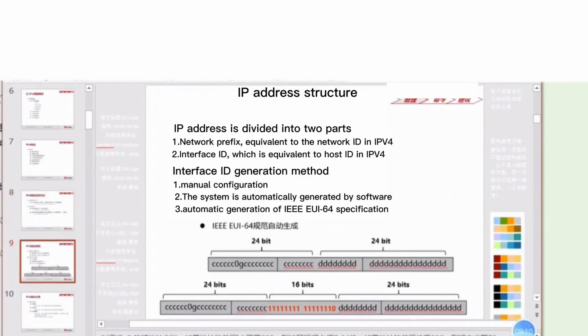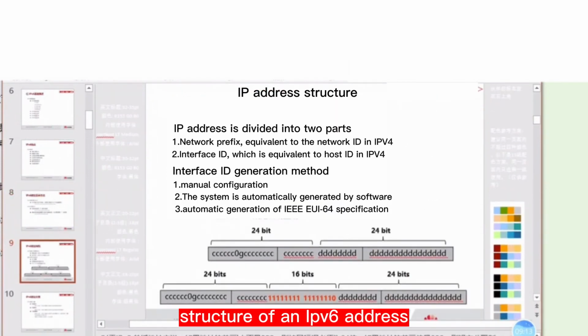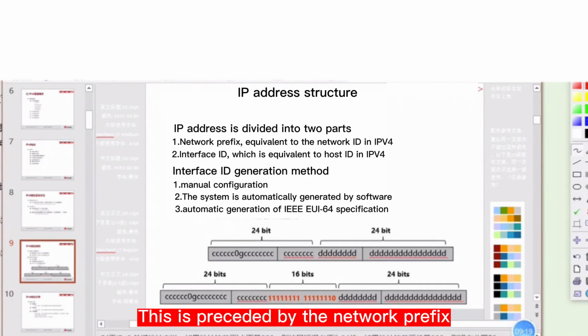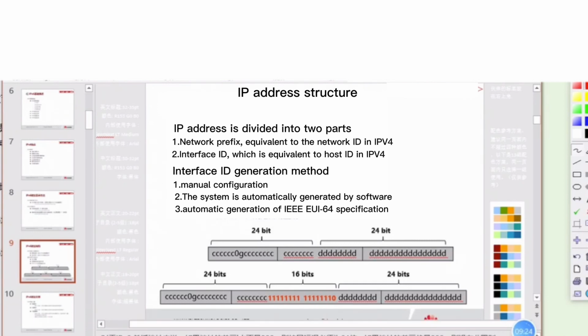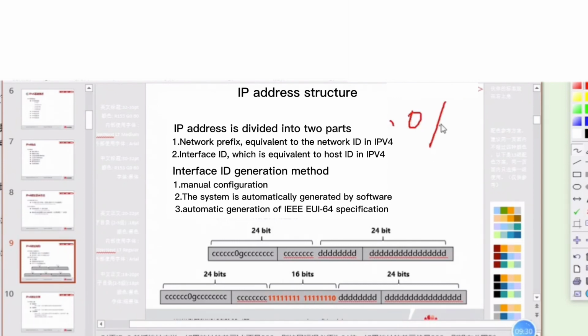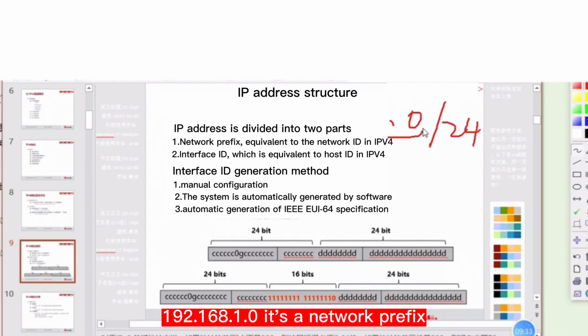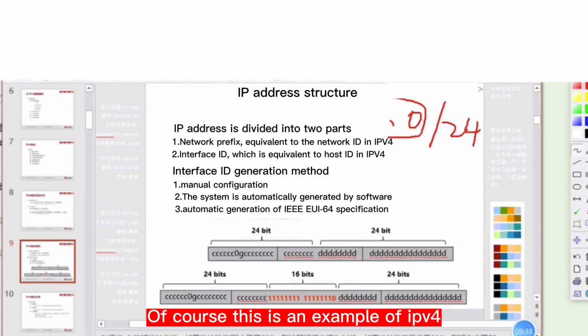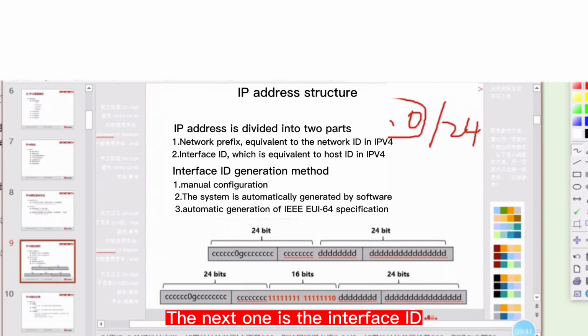So let's see the structure of an IPv6 address. Its structure is similar to an IPv4 address. It is preceded by the network prefix. It's the IPv4 equivalent of a network ID. Let's say we write 192.168.1.0/24. 192.168.1.0 is the network prefix. Of course, this is an example of IPv4. The next part is the interface ID. Let's say 1.1 is the identifier of an interface.